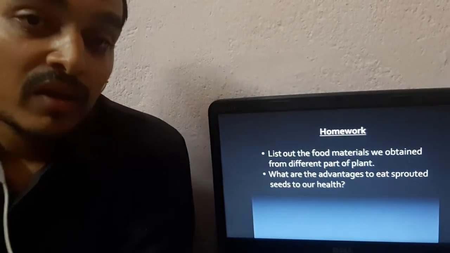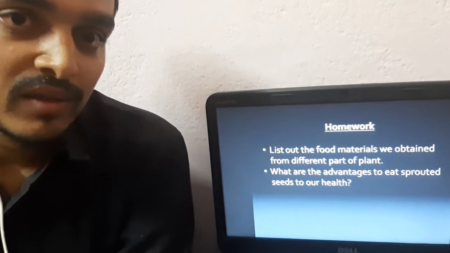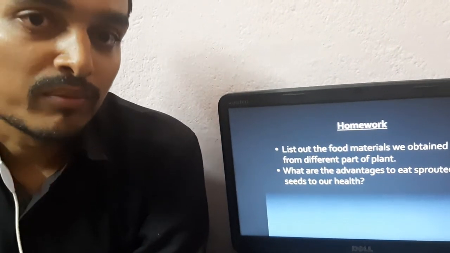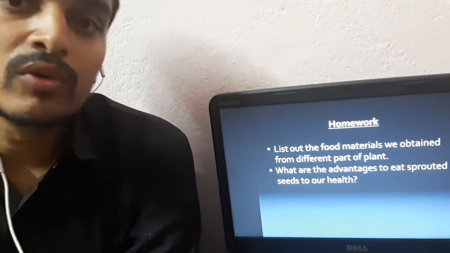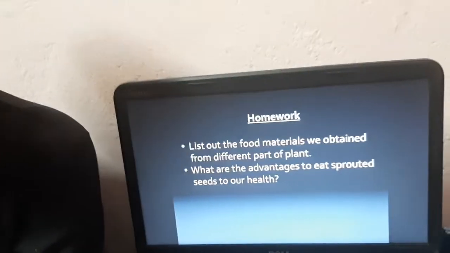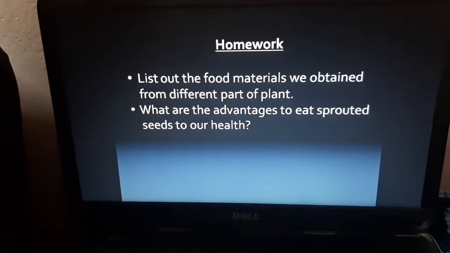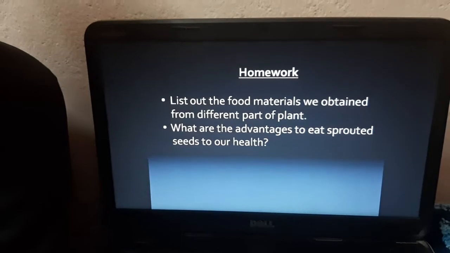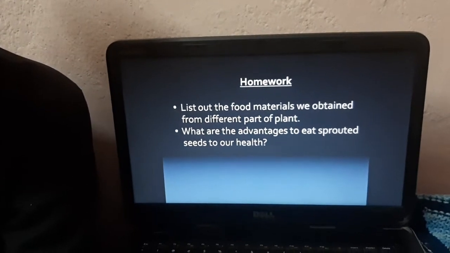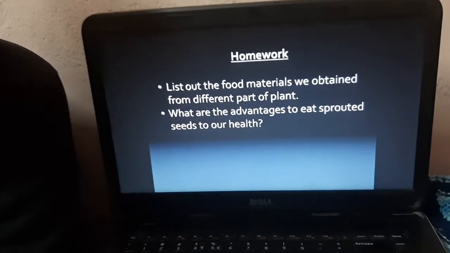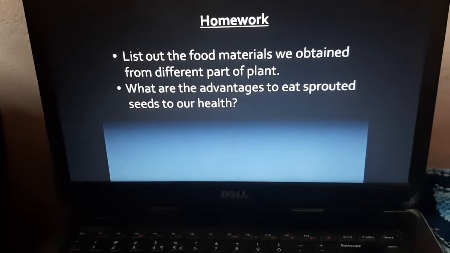Next, we have completed 3 topics: the food that we get from plants, plants as a source of food; then we discussed animals as a source of food; then we discussed how honey is produced; and also how sprouted seeds are formed, how seeds are sprouted. So from these topics you have covered and studied.